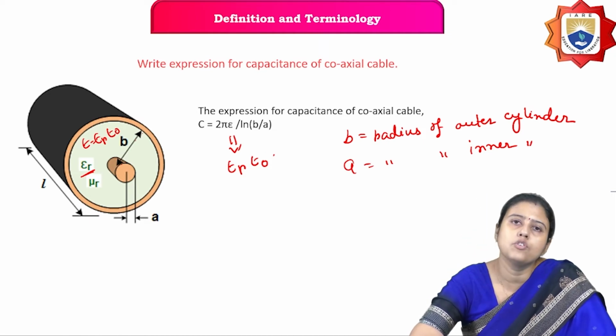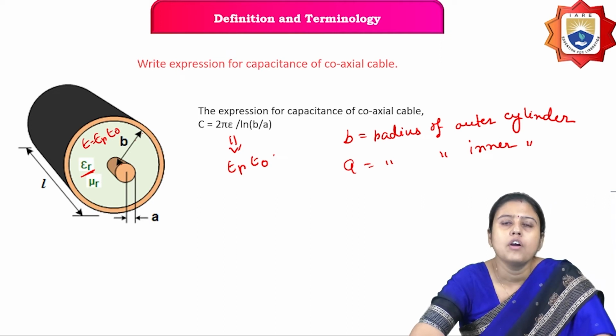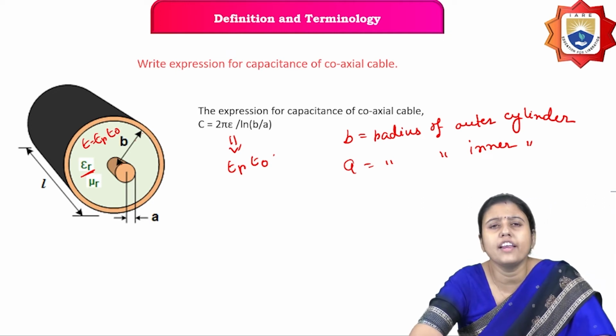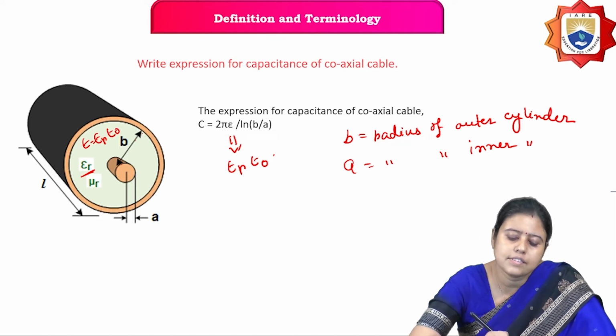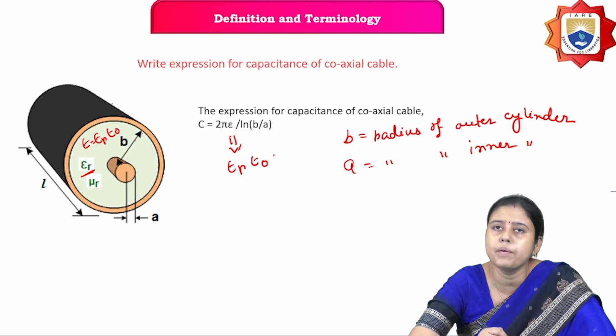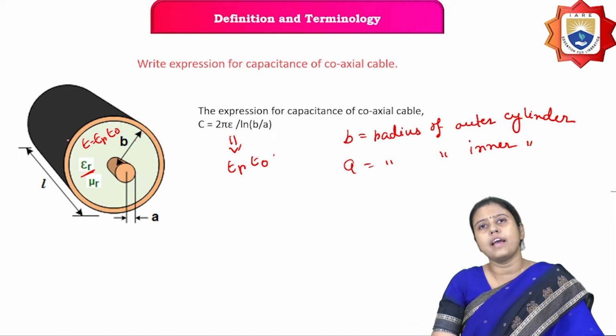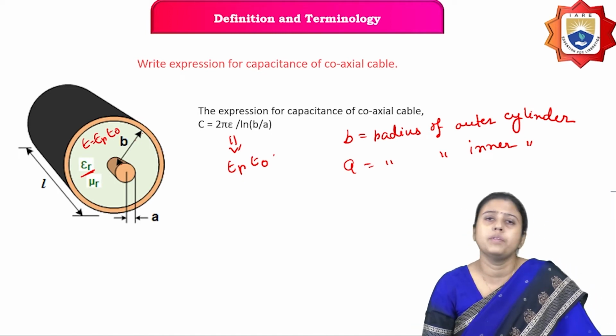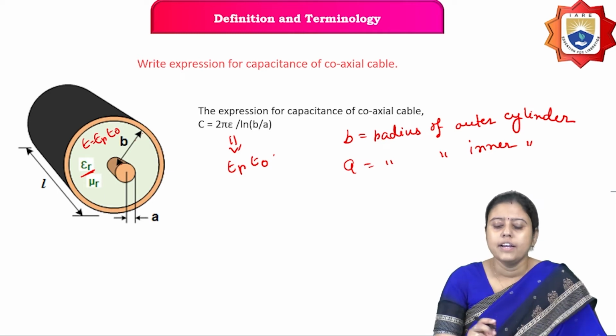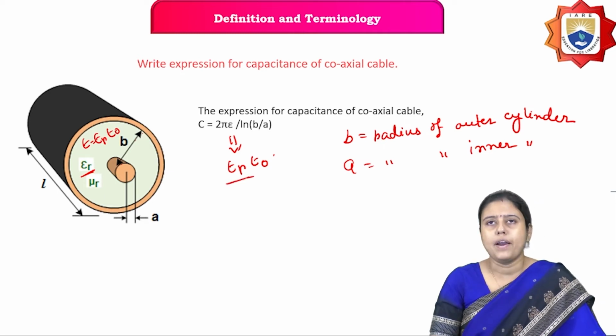Coaxial cable is used in the case of underground cable, which is a very good example of the coaxial cable, where this is the copper wire and this is the PVC based, and in between there are different layers of the dielectric of different relative permittivity.